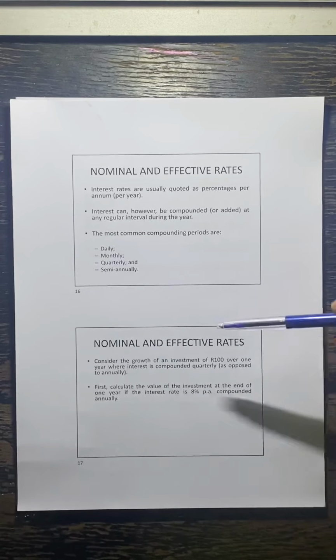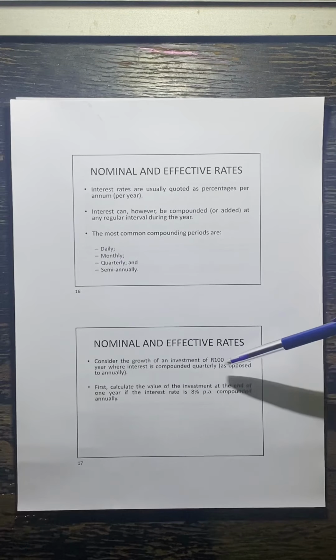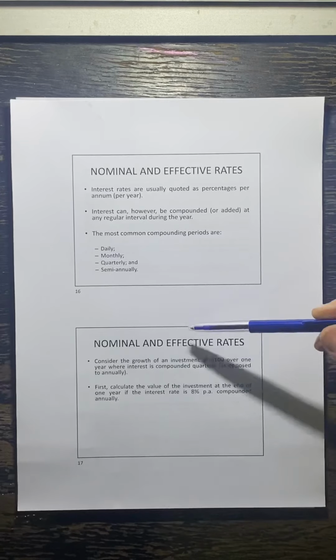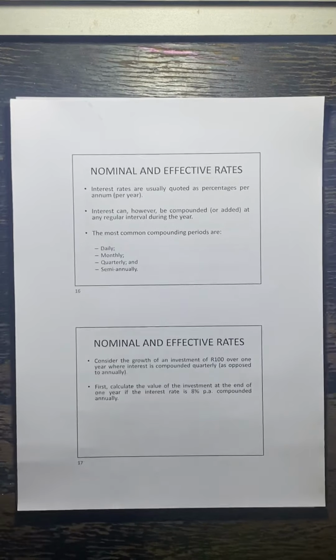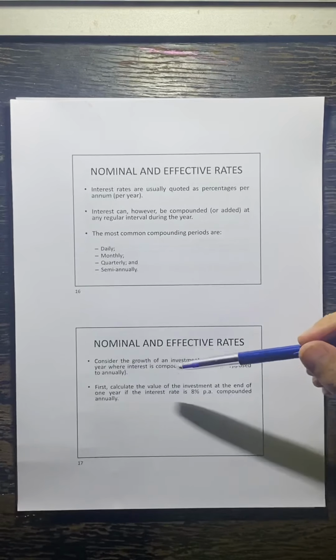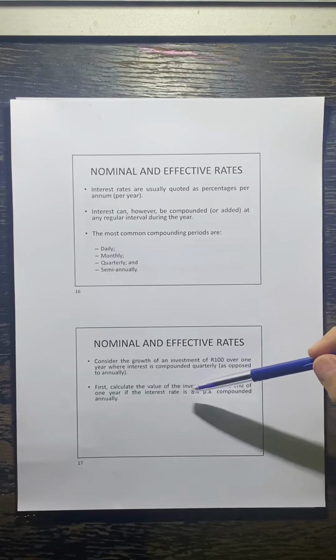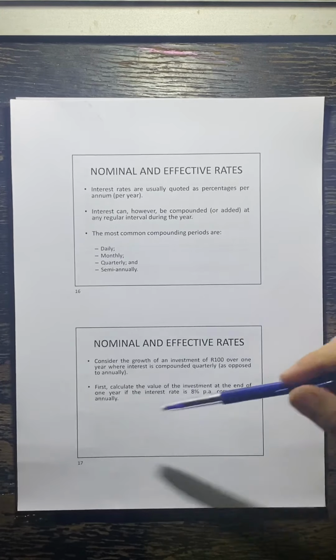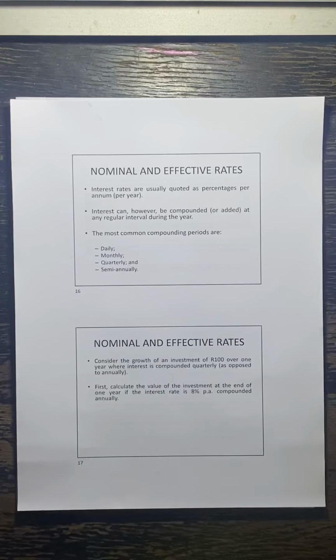So what does this mean to us? Well, consider the growth of an investment of 100 Rand over 1 year, where interest is compounded quarterly as opposed to annually. First, calculate the value of the investment at the end of 1 year if the interest rate is 8% per annum compounded annually. So what we've got here is just a normal compound interest problem, okay?